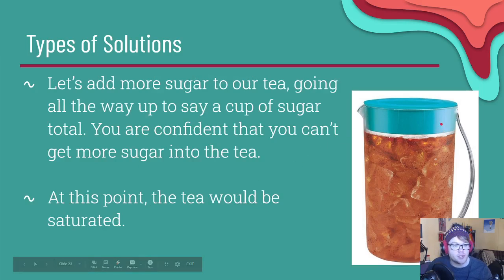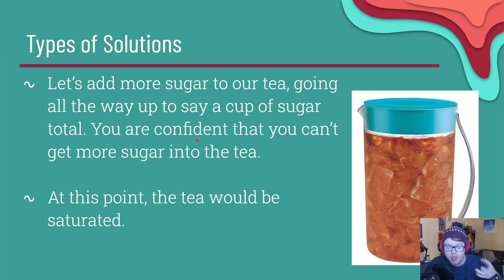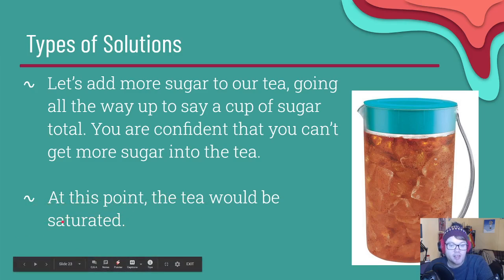So let's say then we add more sugar to our tea. We're going to go all the way up to, let's say, a cup of sugar for one little half-gallon pitcher of tea. You're also confident that you can't dissolve more sugar into the tea. Nothing else will dissolve. If you put it in there, it would just sink to the bottom, and it would have all these grains in the texture whenever you try to drink it, and it wouldn't be very good. You have gotten all of the sugar that you can into the tea. At this point, that tea would be called saturated. So again, saturated meant had all the hydrogens in organic chemistry. Here it means has all of the solute that could possibly be dissolved in it.